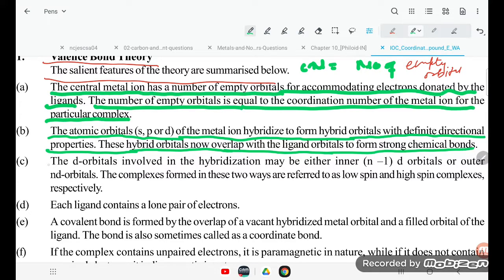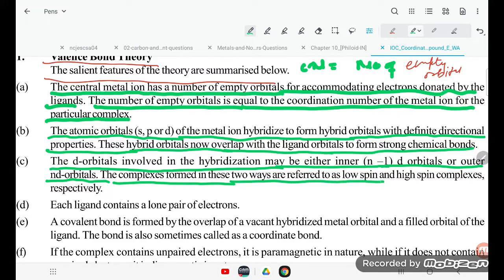The d orbital involved in the hybridization may be either the inner (n-1)d orbital or the outer nd orbital. The complexes formed in these two ways are referred to as low spin and high spin complexes. If (n-1)d is used, students, that is called low spin. And if it is the nd orbital, that is called high spin.